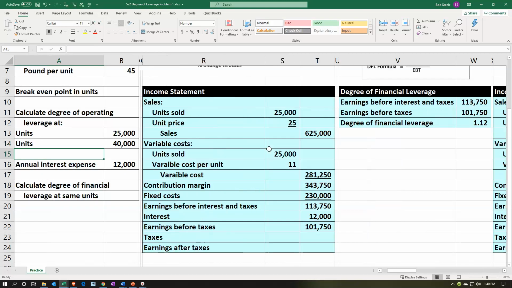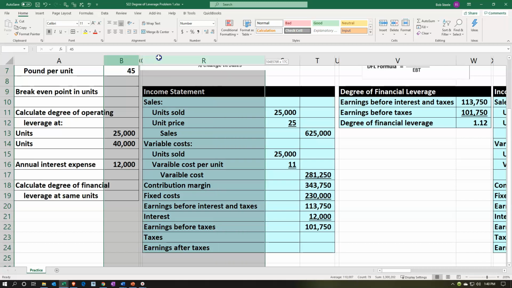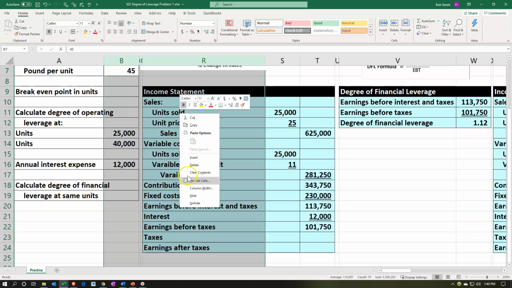So I'm going to scroll all the way to the right. I'm going to unhide some cells. We have to unhide from B to R. So I'm going to select column B, and go on over to R. So B to R selected. Right click and then unhide.